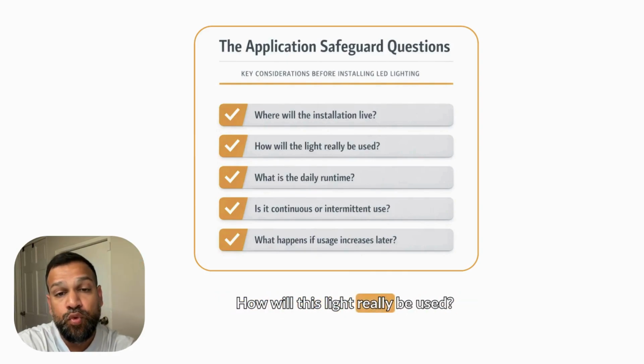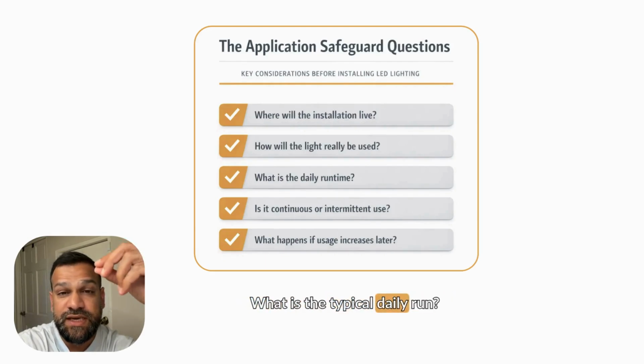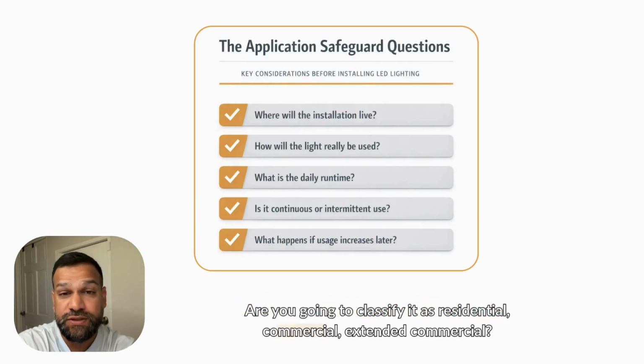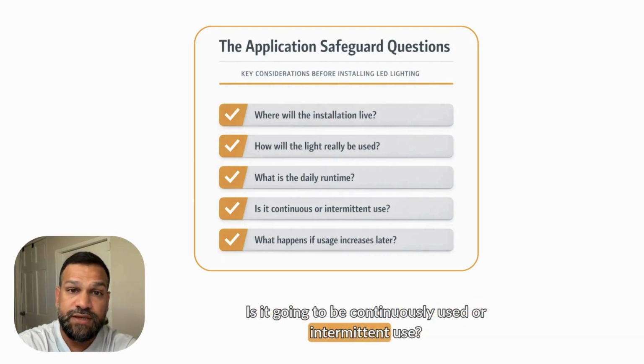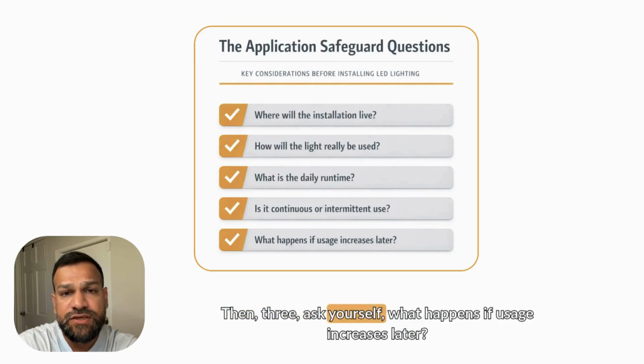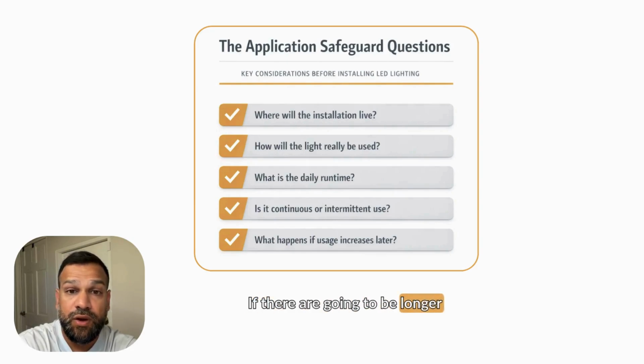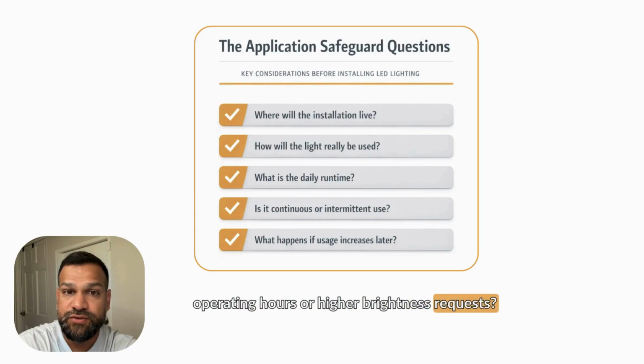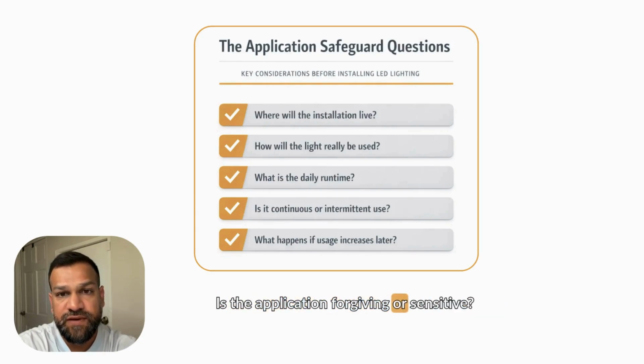2. How will this light really be used? What is a typical daily run? Are you going to classify it as residential, commercial, extended commercial? Is it going to be continuously used or intermittent use? Then 3, ask yourself what happens if usage increases later, if there are going to be longer operating hours or higher brightness requests. Is the application forgiving or sensitive?